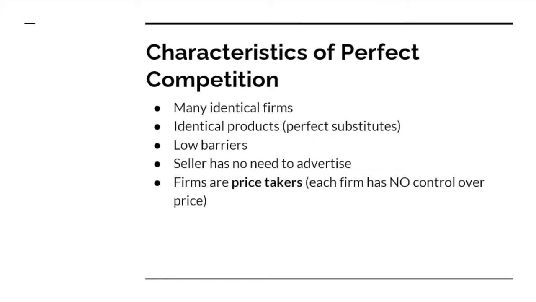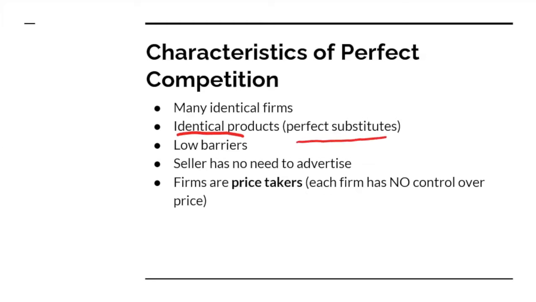The first one is that there are many identical firms. What that means is that each firm is pretty much similar to one another, right? There really isn't anything differentiating firm A and firm B and firm C and firm D and so on and so on. And all of these identical firms sell identical products, meaning each product they sell is a perfect substitute for the others.